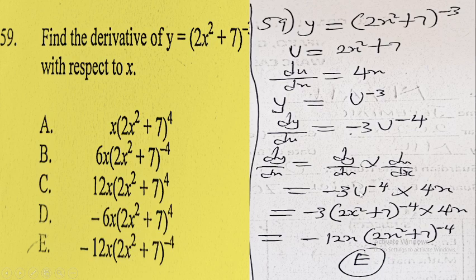So return your u. What's the value of your u? u is 2x squared plus 7. Return it back here, raised to power minus 4, times 4x. 4x times minus 3 gives us minus 12x into (2x squared plus 7) raised to power minus 4. So option E is the correct option here.